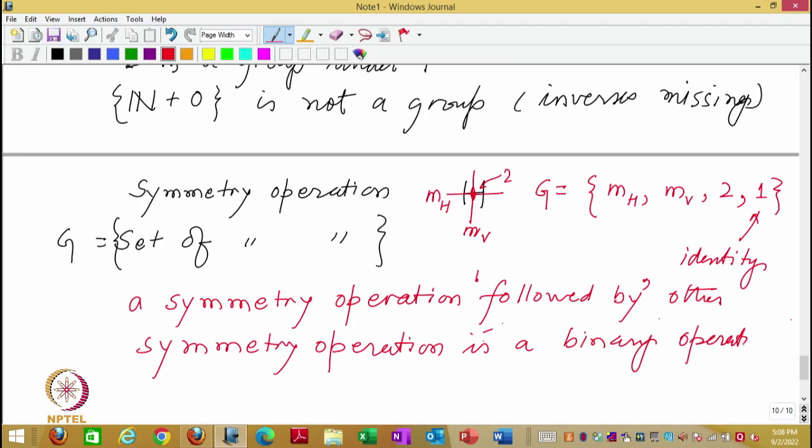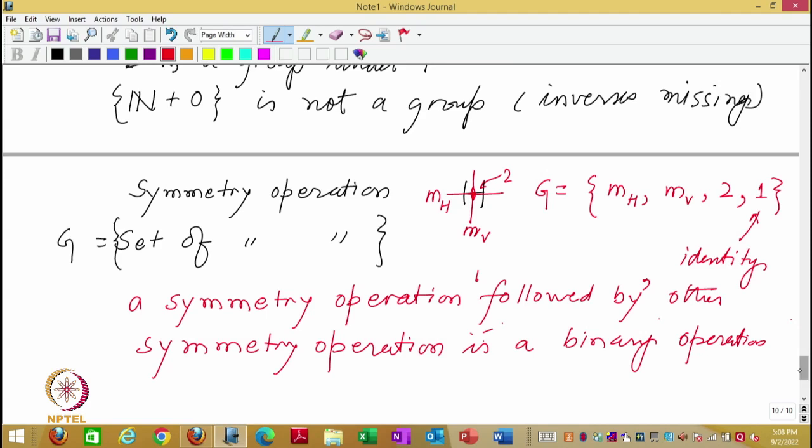I can combine. When I say I will combine two operations, I will say one operation followed by another operation. Combine a horizontal mirror with a vertical mirror. So, first reflect horizontally, then reflect vertically.